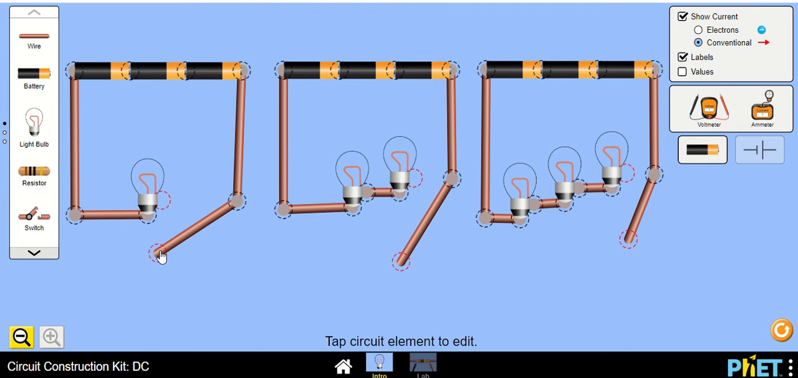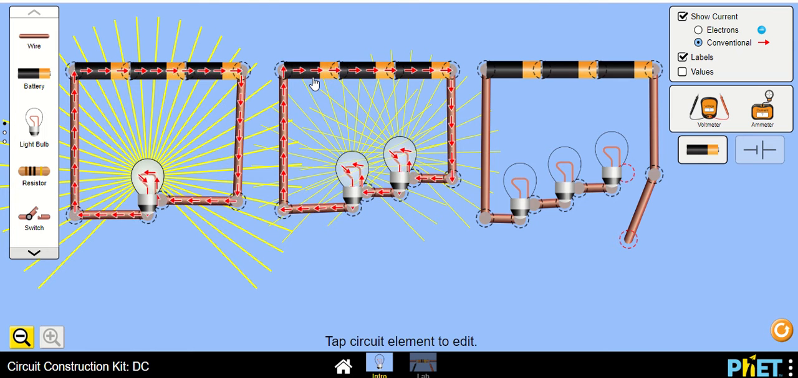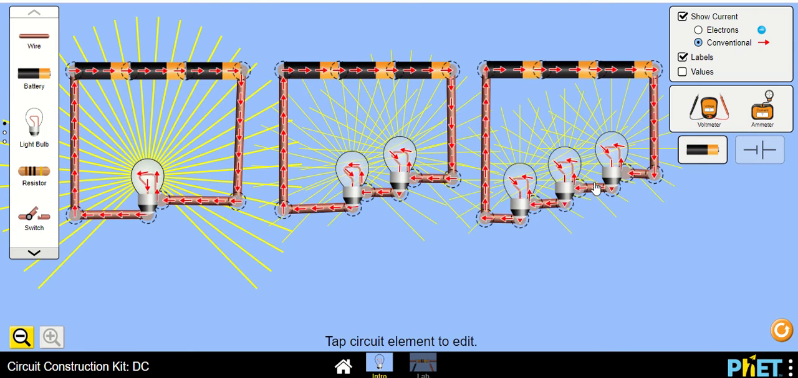Let's close circuit A first. Circuit A is just one bulb in the circuit, very bright. You can see the yellow line is very long. Now I have two bulbs connected in series, less bright. You can see that the yellow lines are shorter. And now I have three bulbs connected in series, it'll be even less bright.